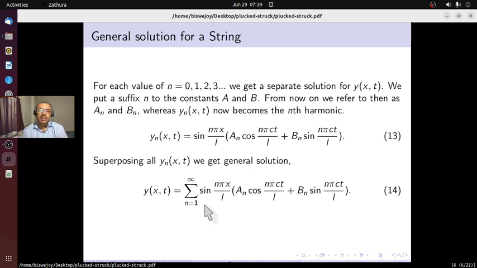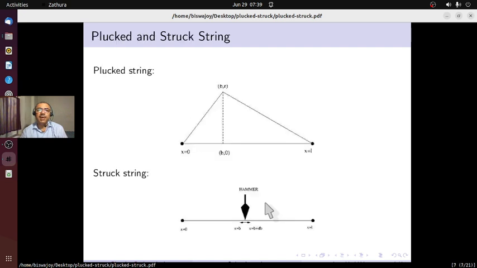Now we want to specialize this solution to the cases of plucked string and struck string. So here is the picture of plucked string. We pluck it at this point x equal to b here, and this is a picture of struck string. So the hammer strikes from the position x equal to b to x equal to b plus db because the hammer has a finite dimension.